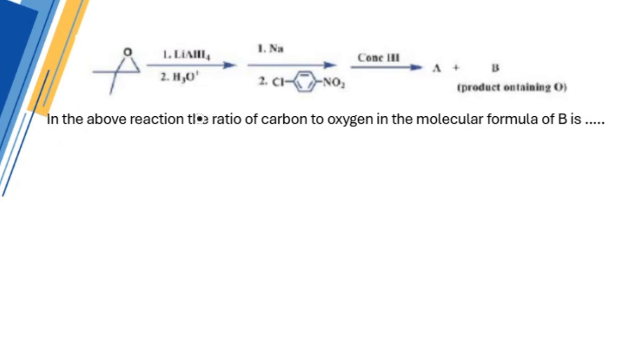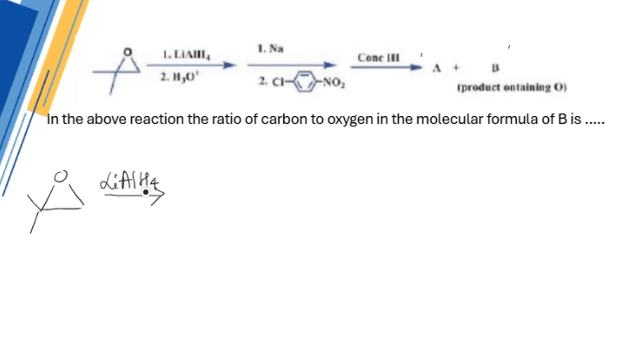Today I am going to solve a numerical based question wherein you are supposed to find out what the final products A and B are, and then take a simple ratio of carbon to oxygen. First I am going to write the reaction here wherein an epoxide is going to react with a reducing reagent called lithium aluminium hydride. Epoxides are cyclic ethers. So you can name this as 1,1 dimethyl epoxide.